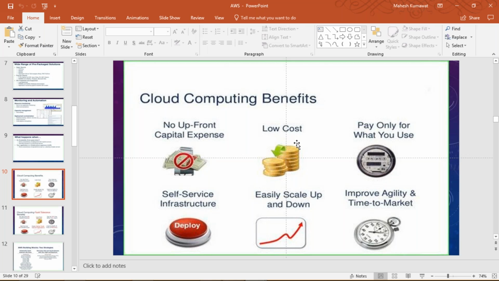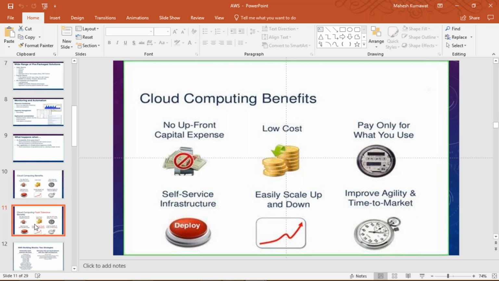It is very low cost. There is no delay, and no need to go to vendors and ask what the cost of a server is. Pay only for what you use. Self-service infrastructure easily scales up and down as per your requirement. It improves agility and time to market. So that is what happened after the cloud arrived.